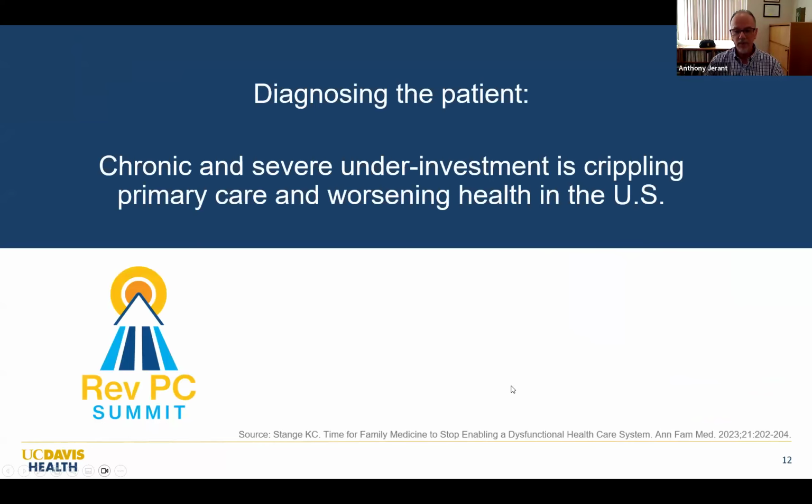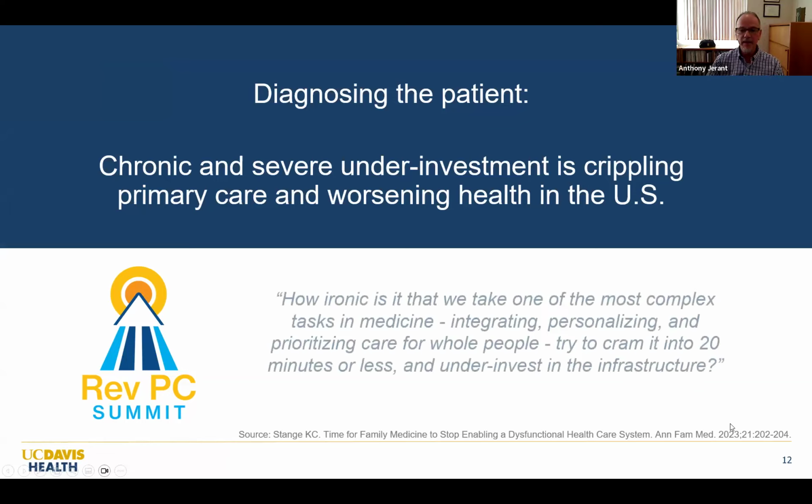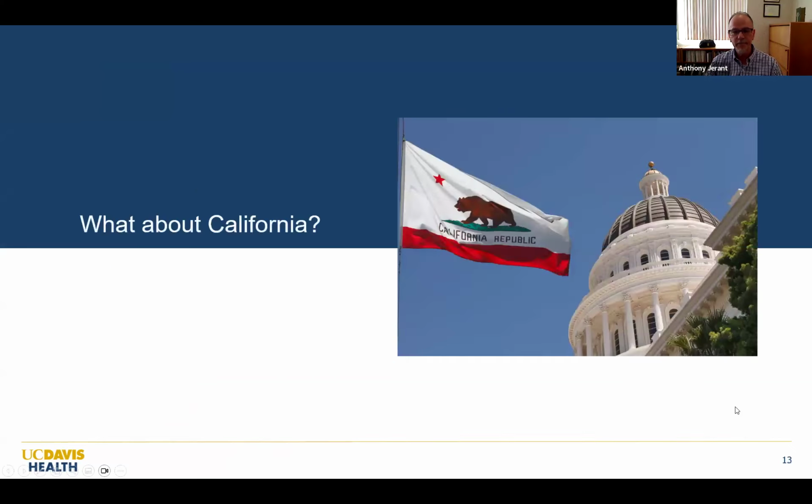So, without belaboring the point, we feel like the diagnosis of the root cause, or at least a major root cause, is that chronic and severe underinvestment is crippling primary care, and it has been for a long time. And that's worsening health in the US, or at least limiting what we can achieve in health. Kurt Stange, who's one of the more senior thought leaders in the academic family medicine field, said, "How ironic is it that we take one of the most complex tasks in medicine and try to cram it into 20 minutes or less and underinvest in the infrastructure?"